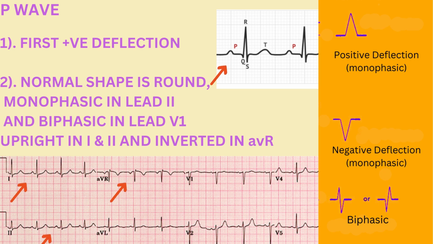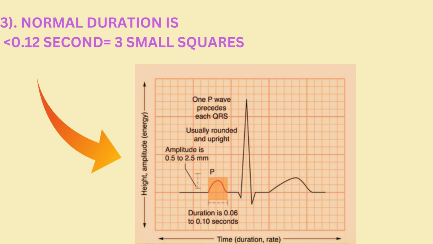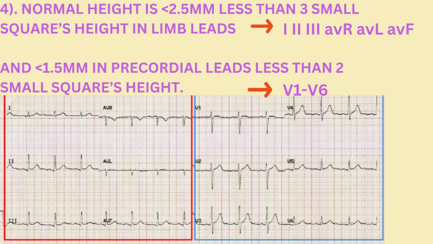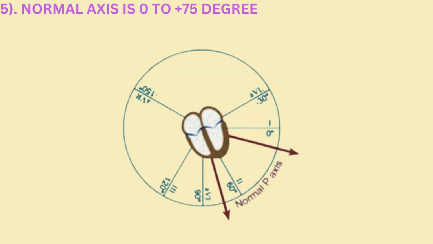Its normal length or duration is less than 0.12 second, that means less than 3 small squares. Its height or amplitude is less than 2.5 mm in limb leads, and less than 1.5 mm in precordial leads. Its axis is 0 to positive 75 degrees normally.